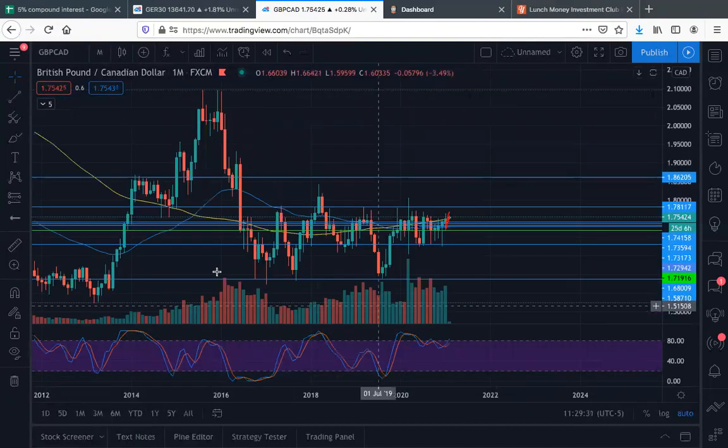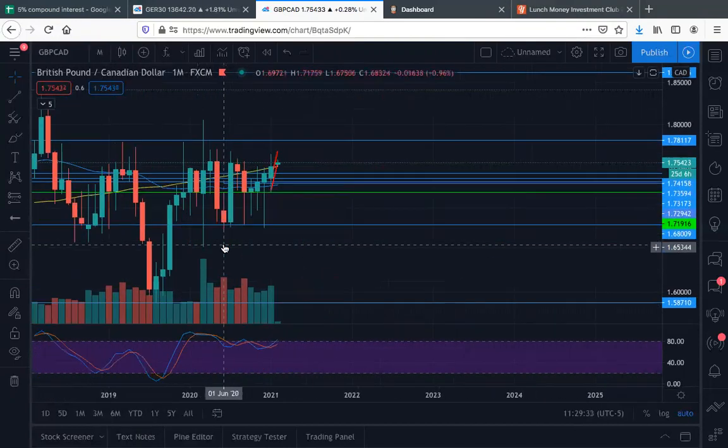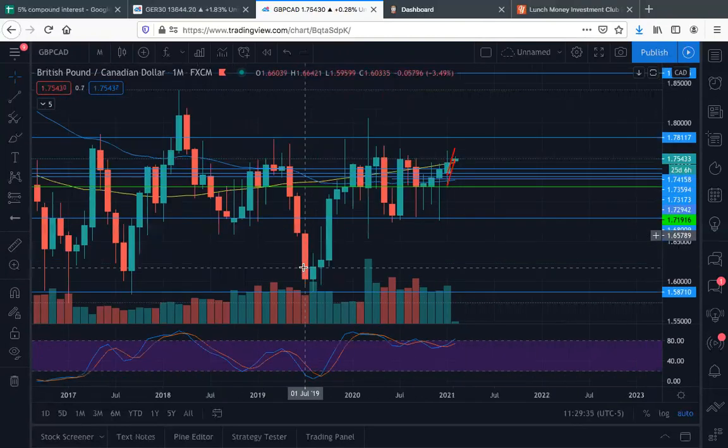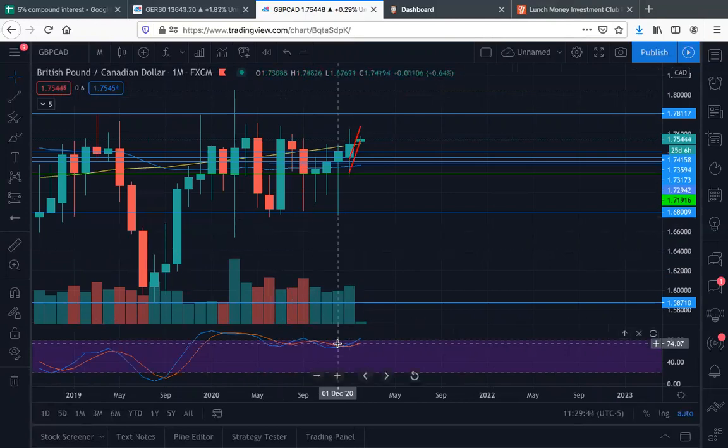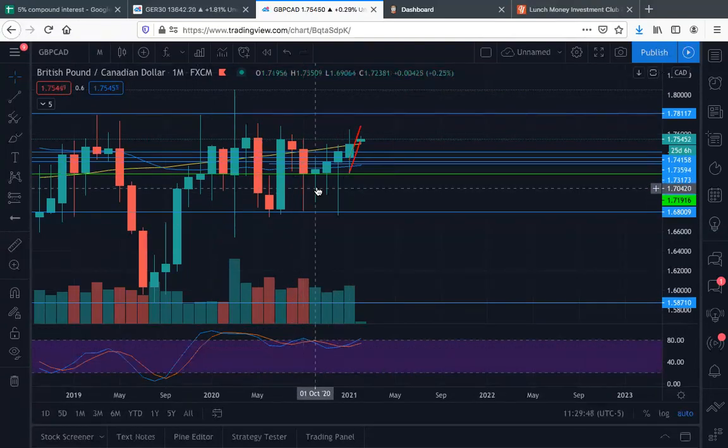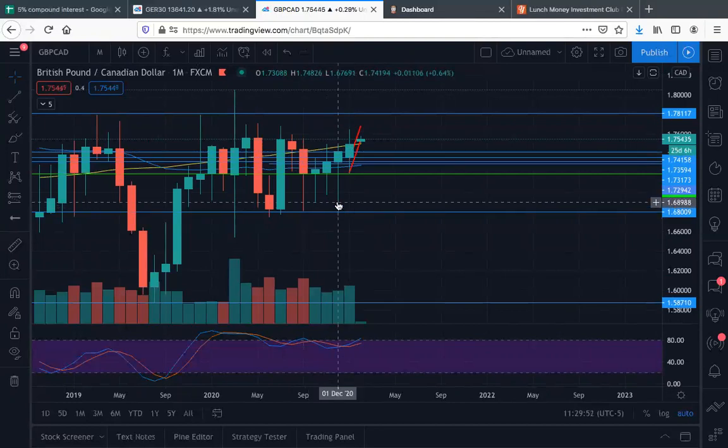We always got to start off in the monthly, especially the first of the month, right? So with this one, on the monthly, we do still have that bullish cross. We have been, 1, 2, 3, 4 months in a row, basically bullish, right?